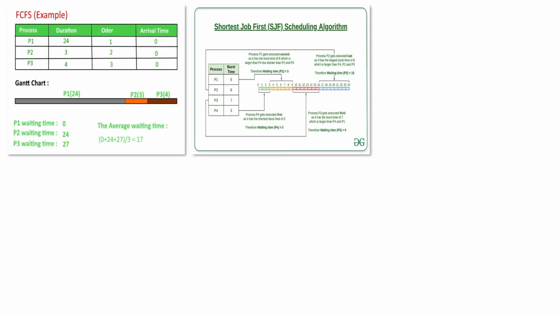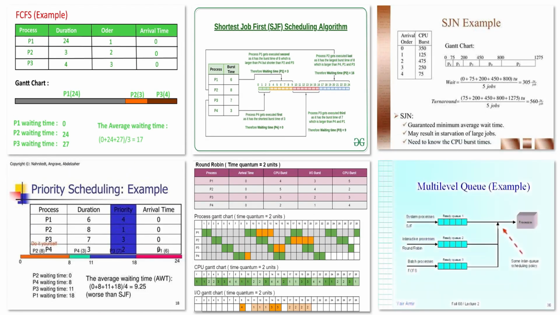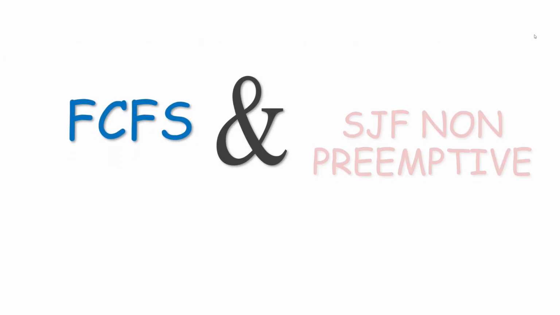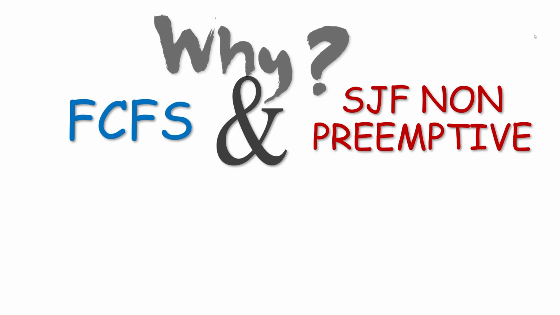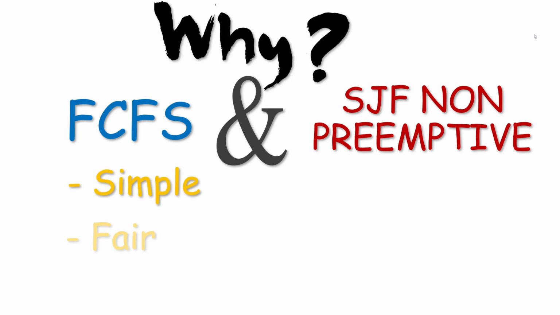There are many types of scheduling algorithms out there, such as FCFS, SJF, SRTF, priority, round robin, multi-level queue, and more. But I will only explain FCFS and SJF non-preemptive. You might be wondering, but why? Well, it's because FCFS is simple and fair, but on the other hand, SJF non-preemptive is fast and efficient.